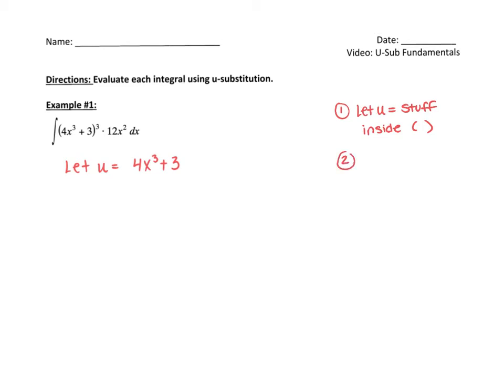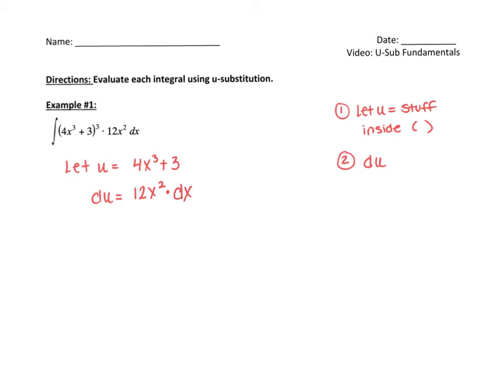Step 2, take the derivative. So du. So du means I'm taking the derivative. So 4 times x to the third is 4 times 3 is 12. Drop the power down by 1. And the derivative of 3 is just 0, right? The derivative of a number is just a constant. And then we always have to write dx next to it because we took the derivative with respect to x. So if we want to write down some steps, we did what?